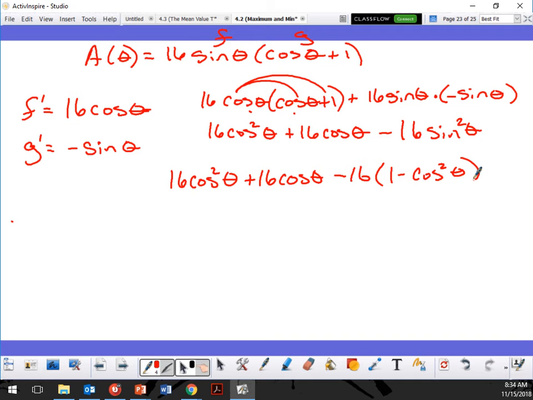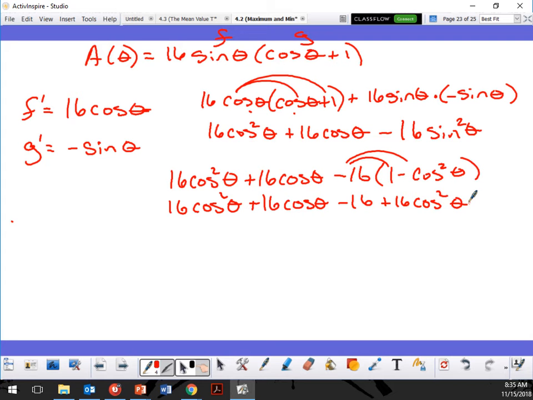All right, so now from here I have to distribute. So it's going to be 16 cosine squared theta plus 16 cosine theta minus 16, right? And then plus 16 cosine squared theta. Now can we combine like terms? Now I have like terms. Now I could actually put this stuff together. So I'm going to do that.